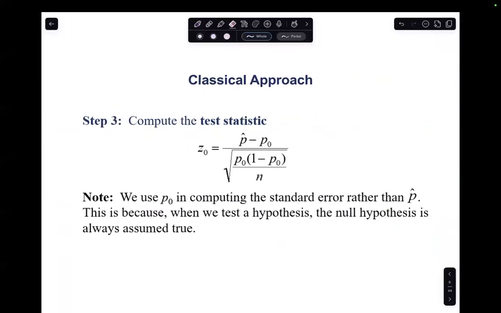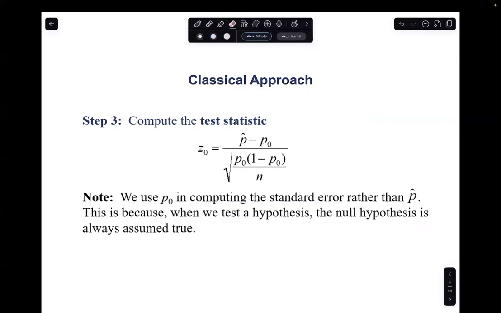So test statistic is the standard deviation. Actually, test statistic here, sorry about that. Test statistic is a z-score. So it's going to be your p hat minus the p naught divided by the standard deviation. So you're going to take your p hat that you've calculated based on your sample, subtract the p naught, which is that population proportion that we're using, and divide it by the standard deviation. This is called a test statistic.